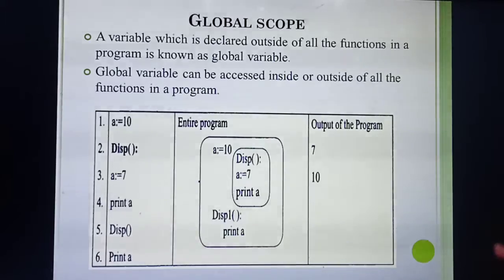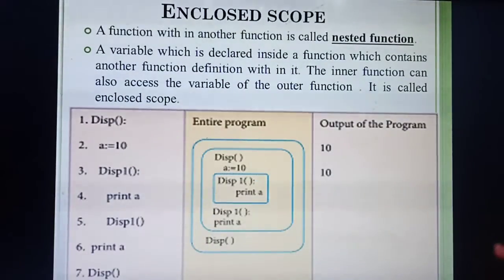So that gets over. Then come to the outer box, the second box. There, disp 1 of, what's the value of print A? The variable you have declared outside, A equal to 10. So what's the value of the second print A? 10. Understood the difference between global scope and local scope? Understood? Okay.